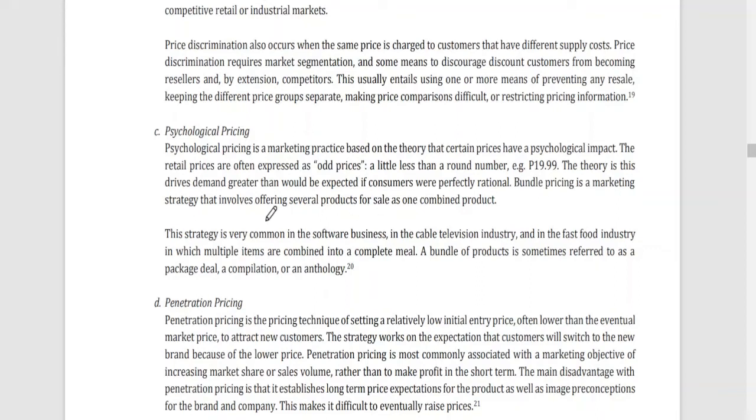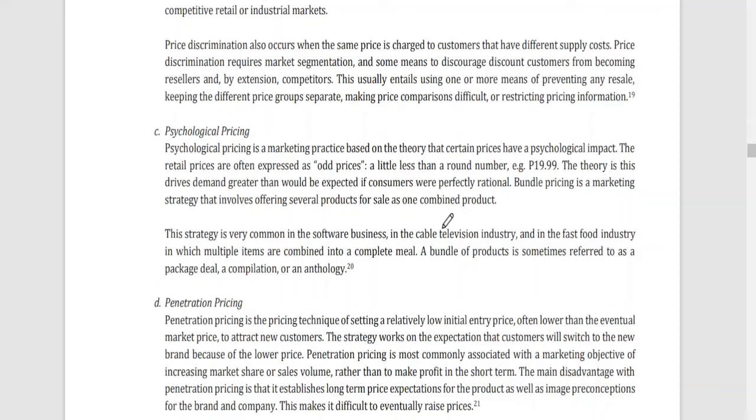Bundle pricing is a marketing strategy that involves offering several products for sale as one combined product. It's like a basket price, with several items put together at one price, and then they put a label saying save 50 pesos, save 30 pesos. But actually, some basket prices are not worth it. Because if you add up the individual prices, it is the same as the bundle price. So if we take time to compute, we will know where we can save, whether in the bundle price or in the individual price.